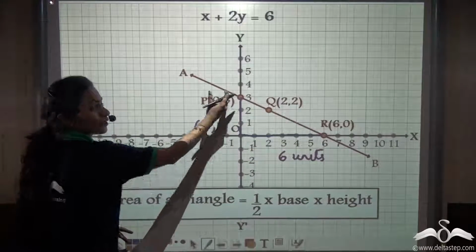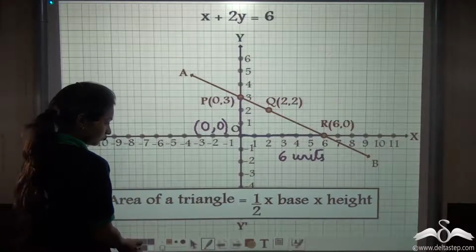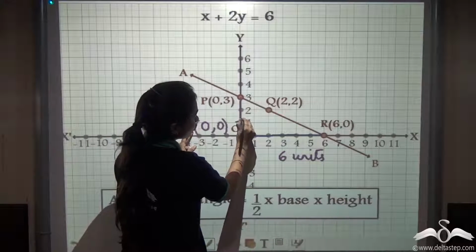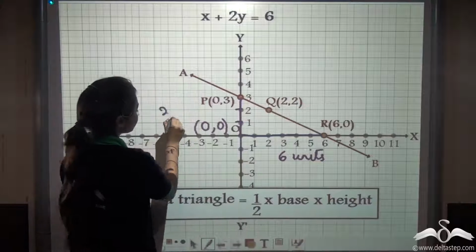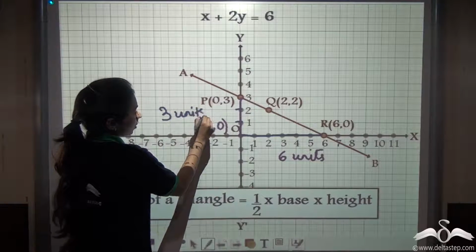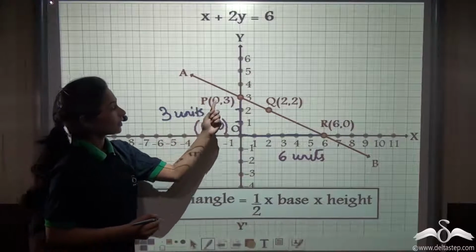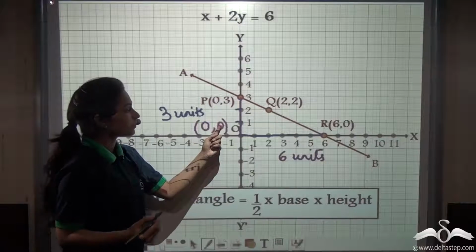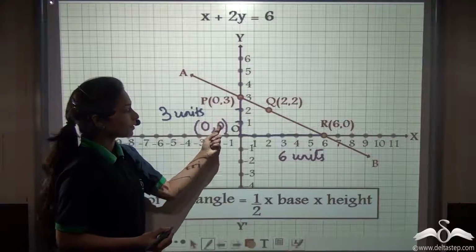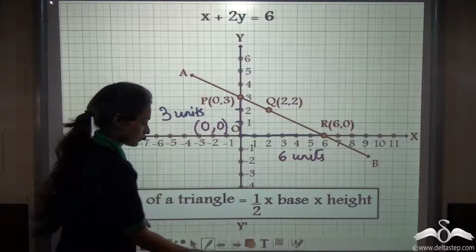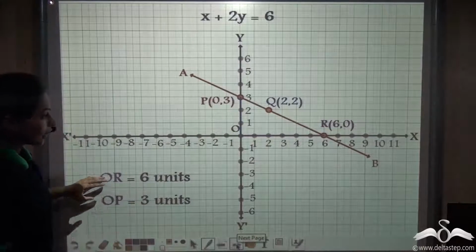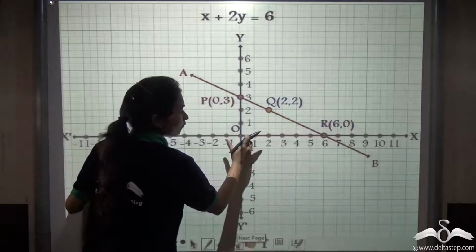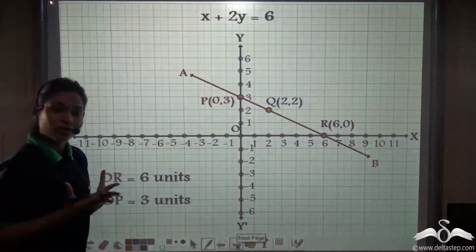Similarly, find out the distance between O and P. What is OP? Again, we can see it is 1, 2, 3 units. Well, from the coordinates also you can make out. They have the same x coordinate. So just subtracting the y coordinates will give us the distance between O and P. So 3 minus 0 will give us 3. That is 3 units. So we have calculated that OR is 6 units and OP is 3 units. So we know the base, we know the height. So finding out area of a triangle is simple.